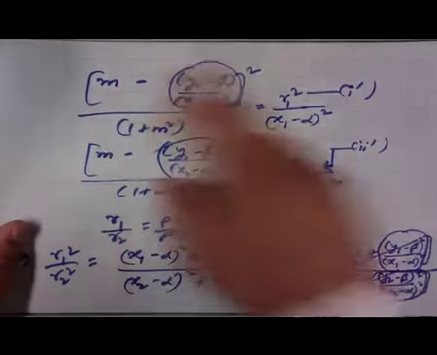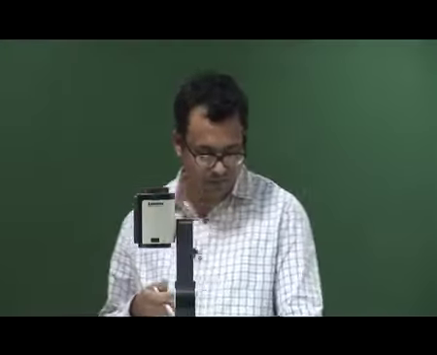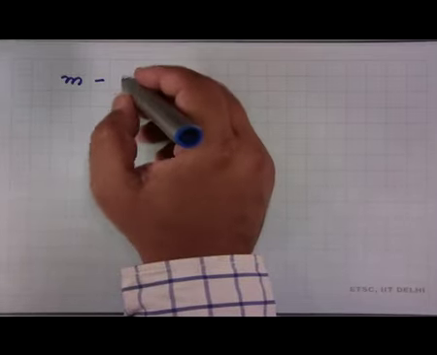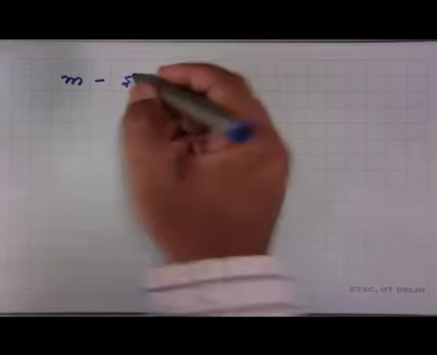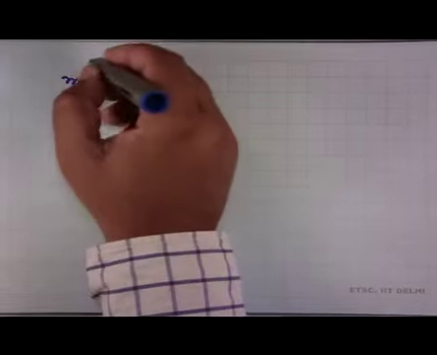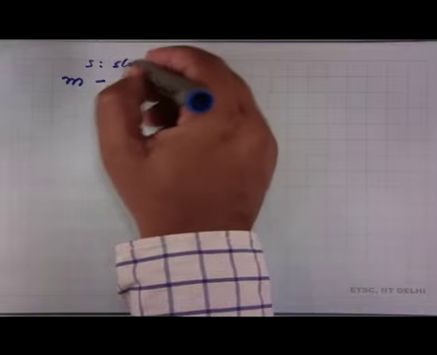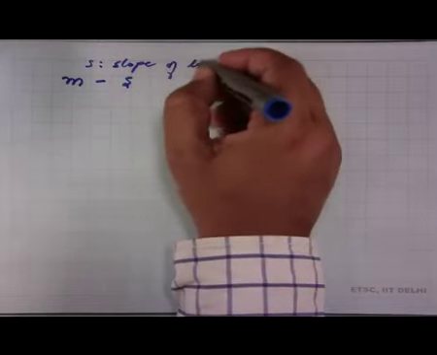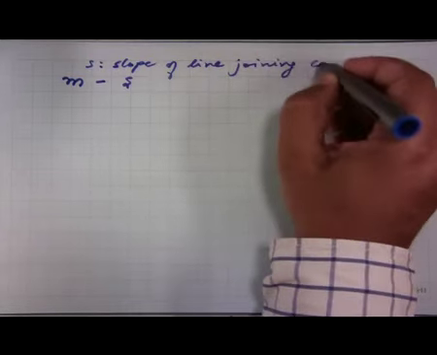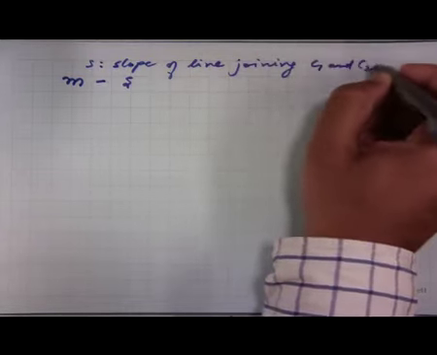So, we will only take one of these two equations and solve for m. So, let us take the first equation from where we had m minus S. By S I will denote the slope of the line joining the centers C1 and C2.